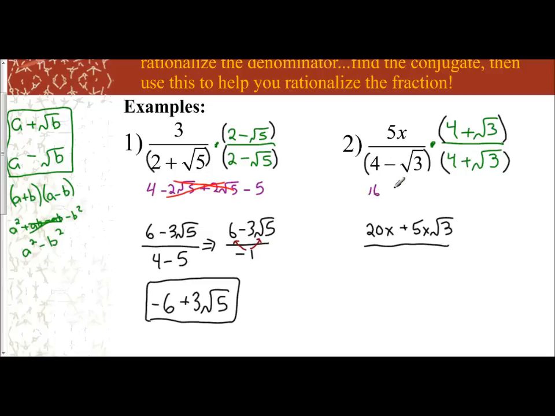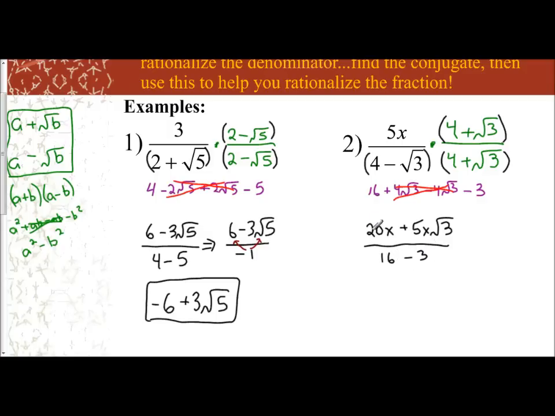I take 4 times radical 3, and that's positive 4 radical 3. Negative radical 3 and 4 is negative 4 radical 3. And negative radical 3 and positive radical 3 is a negative 3 because the radicals just cancel. And you notice 4 radical 3 and negative 4 radical 3 cancel. I have rationalized the denominator. And I'm left with in the bottom just 16 minus 3.